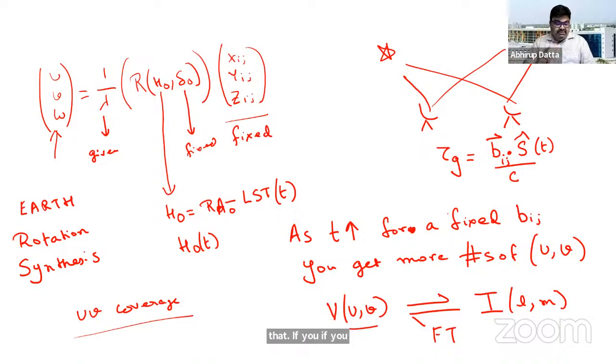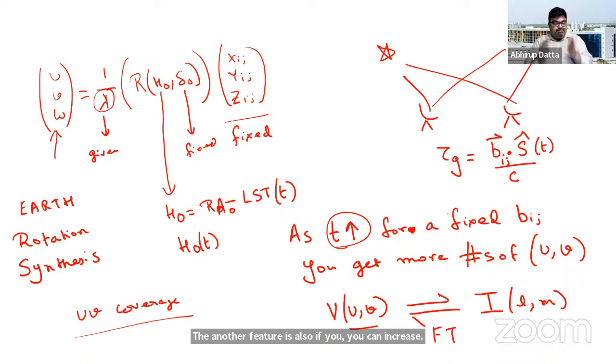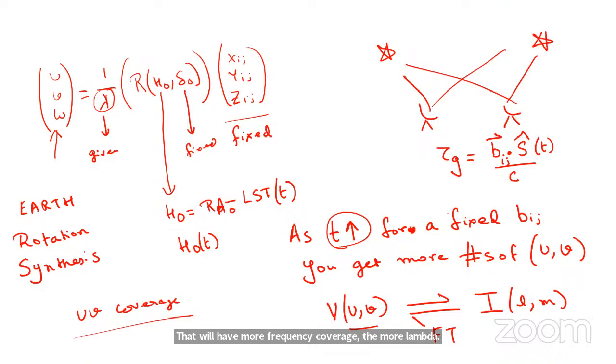Now, UV coverage can be increased in multiple ways. The first one I mentioned was just increasing the time. As time increases, you get more and more UVW for a given set of XYZ. Another way is to increase the number of lambda. If you increase the bandwidth, that gives more frequency coverage, so more lambda. That is also another way to increase the UV coverage. But in that case, spectroscopy might be affected. Is it correct? Which one?